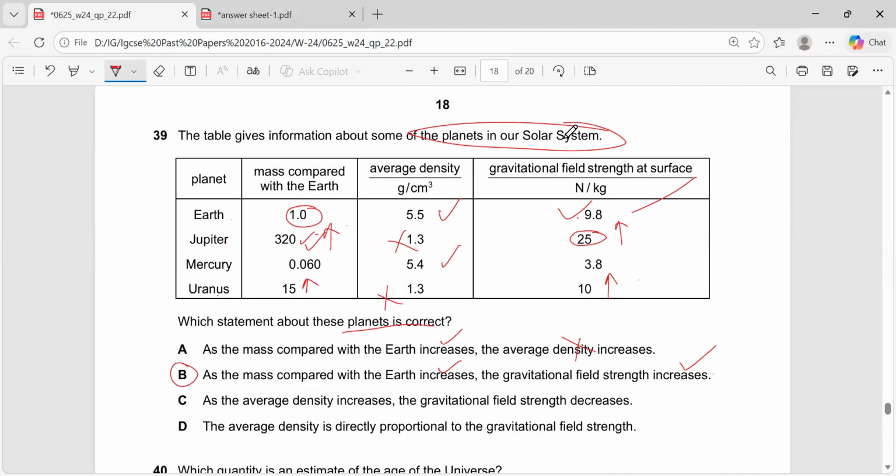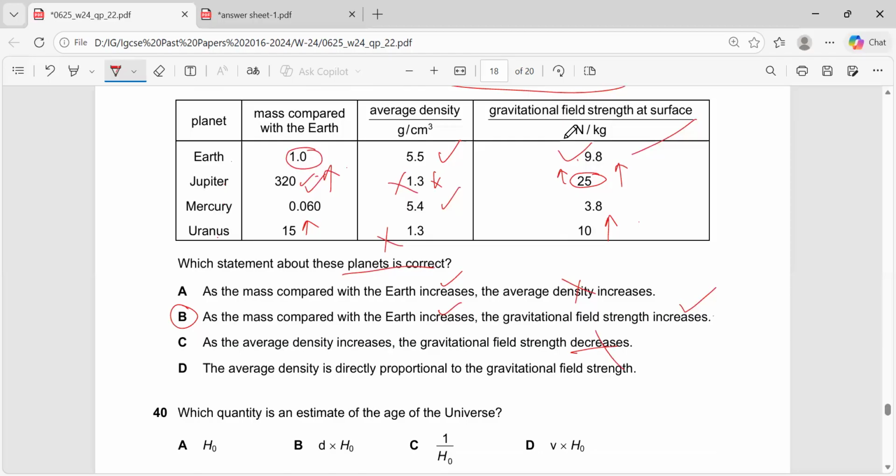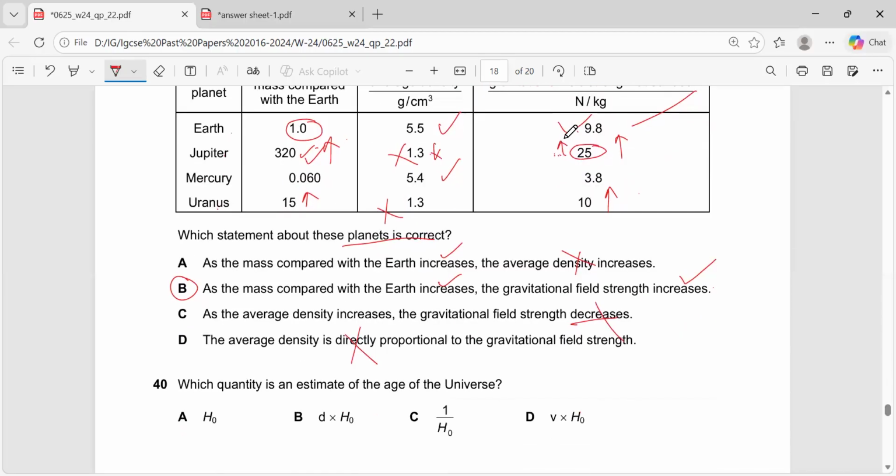You may be thinking, sir, what about options C and D? Let's read. As average density increases, the gravitational field strength decreases. See, density increases. No. Even see, density is less, gravitational field strength is more. So it's not making any sense. Well, wrong. The average density is directly proportional to gravitational field strength? Even we cannot say that. Density smaller, gravitational field strength is maximum. So inversely proportional is wrong. So my dear, the only correct answer is B for 39.